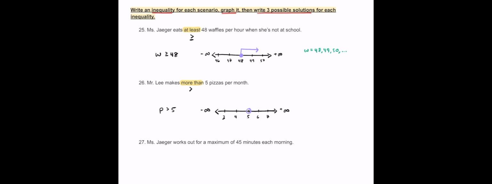So I say Mr. Lee makes more than 5 pizzas, so at least we have to make sure we're going in the right direction. It's not 5, but it could be 5 1/4, 5 1/2. Anything bigger than 5 would make this true. So Mr. Lee could make 5 1/2 pizzas. Could make 6 pizzas. Could make 100 pizzas. Those are just three possible numbers.